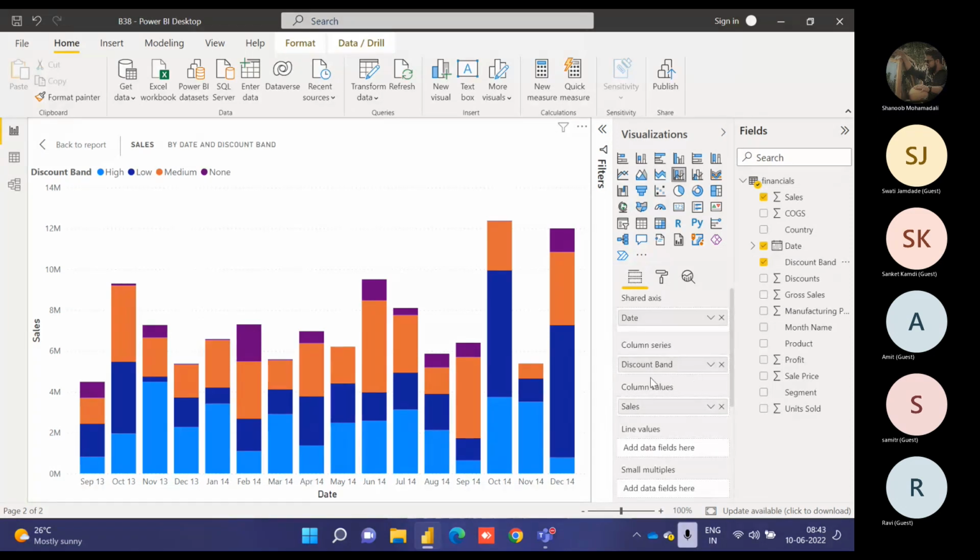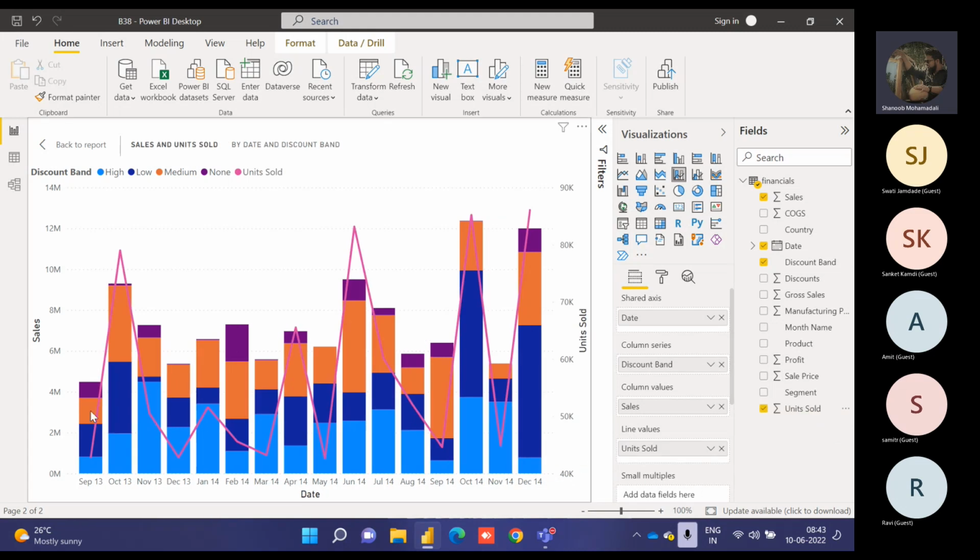Now, when I have this stacked column chart, and I also want to compare this with the line, the units sold, for example, what I can do is use units sold in the line. So two different things with two different ranges, I can use it like this. Everything would be there in the stacked column chart, and the line values would have the units. Like this, I can compare between the two. That's what the line and stacked column chart is.